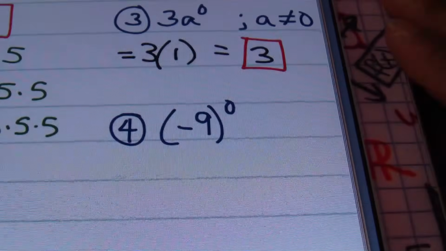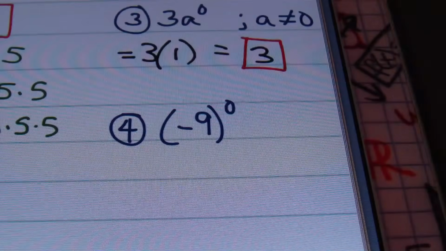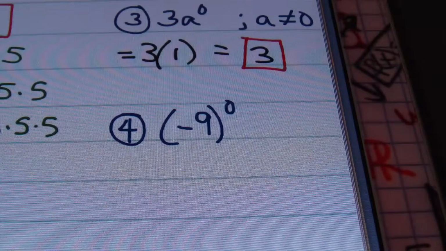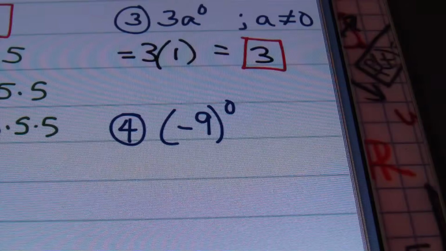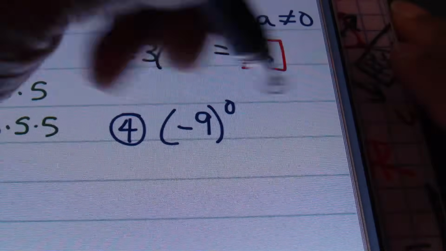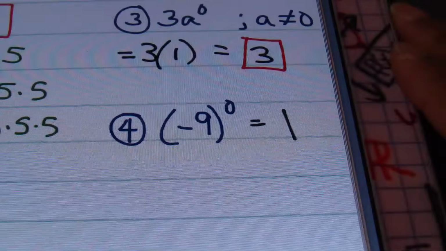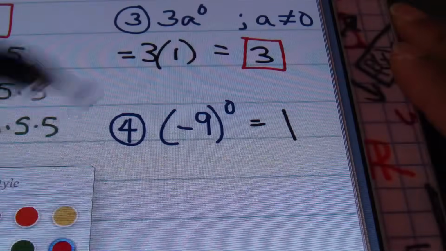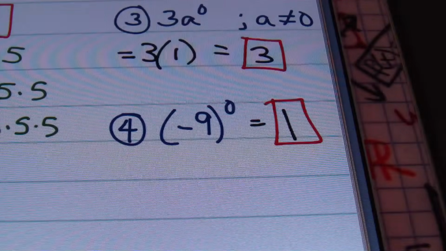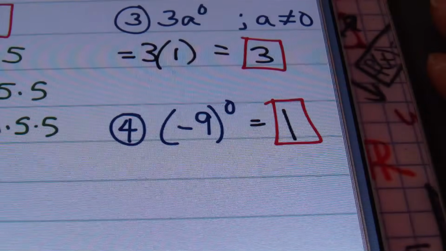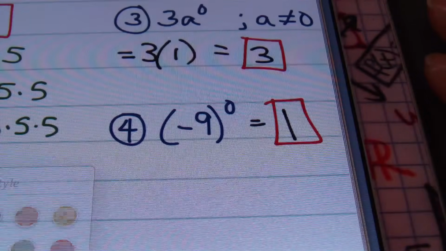Now, looking at problem number 4, we have a negative base raised to the 0 power. Remember, regardless of whether the sign is positive or negative, anything raised to the 0 power other than 0 is always going to equal 1. And that's the answer. That's it. So you see, any base raised to the 0 power, that answer is going to be 1 every single time, ladies and gentlemen. There you have it.